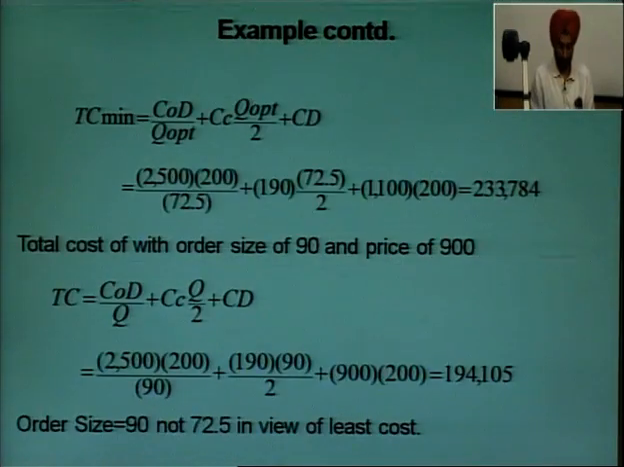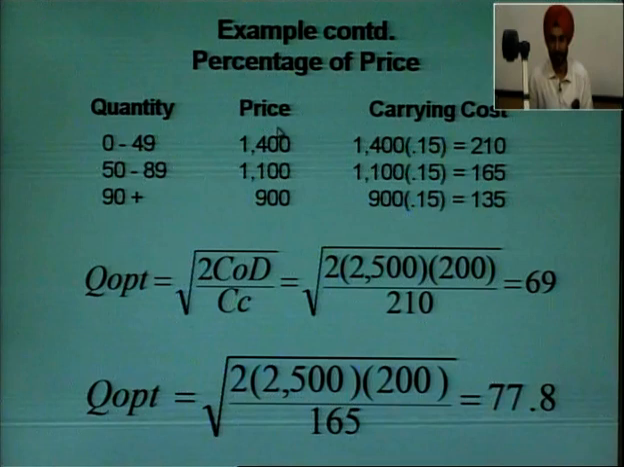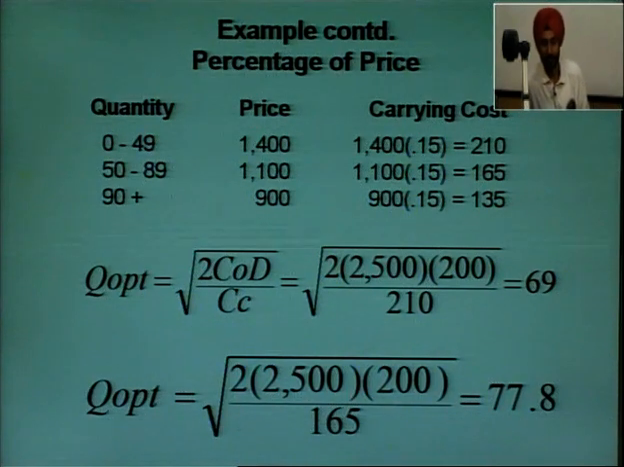Now, considering for instance that carrying cost is given as a percentage of price. In the earlier case, carrying cost was fixed at 190 rupees or dollars per unit. But here, if carrying cost is given, if we apportion carrying cost as a percentage of, let us say, selling price.